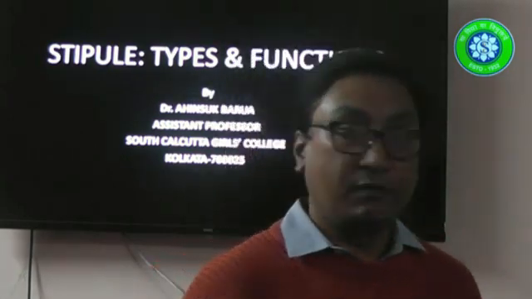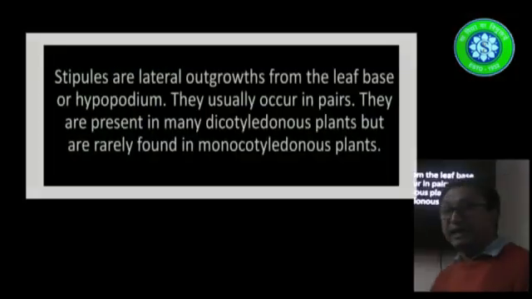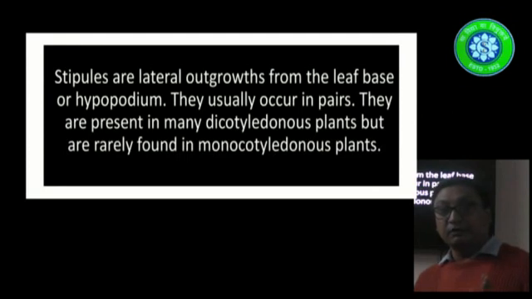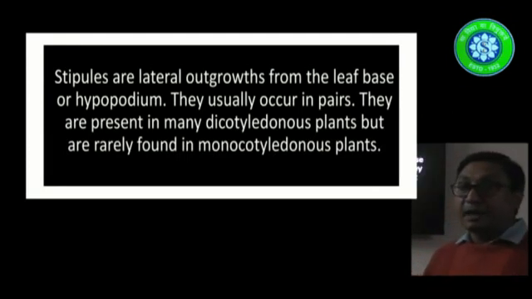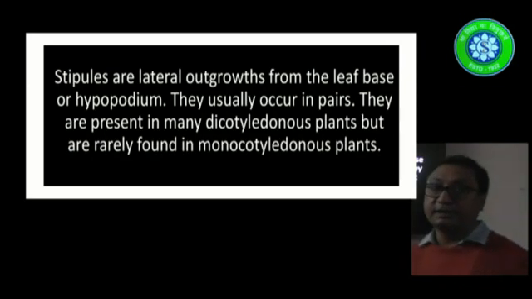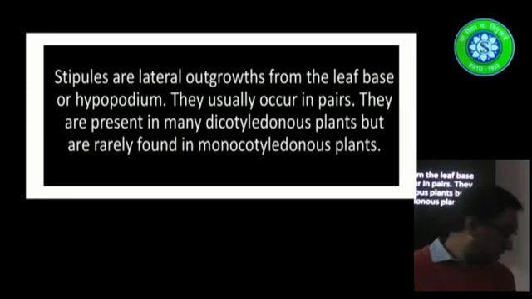Now to begin with, what are stipules? Stipules are lateral outgrowths. They usually occur in pairs. They are mostly found in dicotyledons but are rarely detected in the monocotyledons.